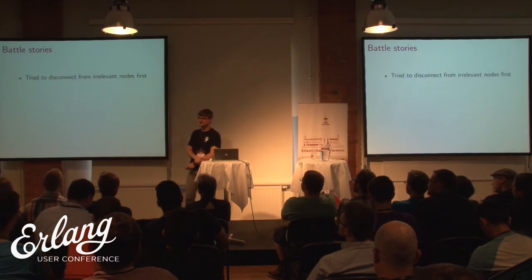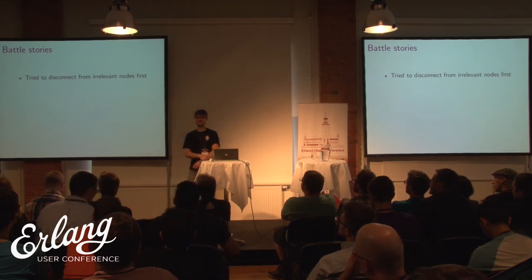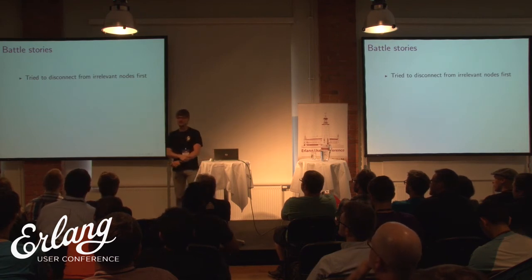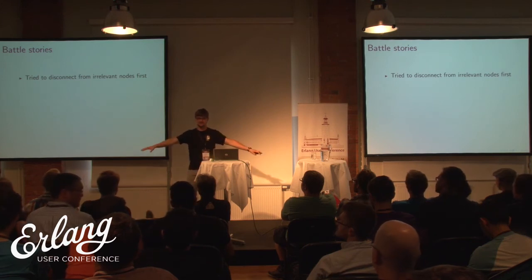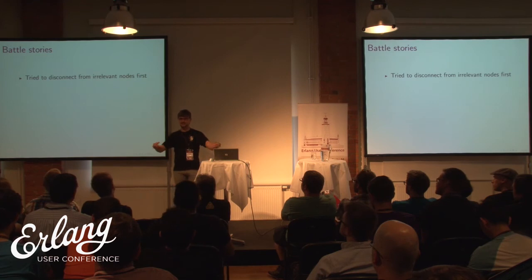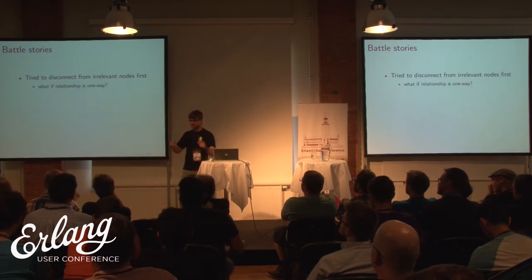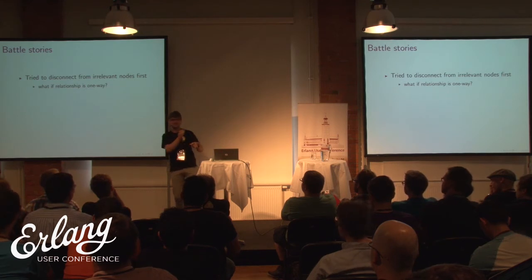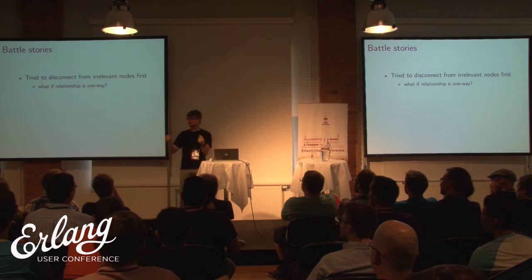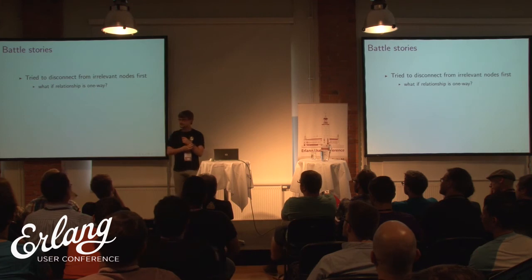The first approach was that we tried to disconnect from irrelevant nodes first. It's very naive, but for our cases it maybe would have worked. You connect to everything, see what's interesting, and then disconnect from what's not interesting. The problem with this is, what if one node is interested, but the other one is not? You connect, the other one sees, hey, there's some crap connected to me, go away, disconnect. Then the first one sees, oh, I was disconnected, retry. And then you see it's a real fight.